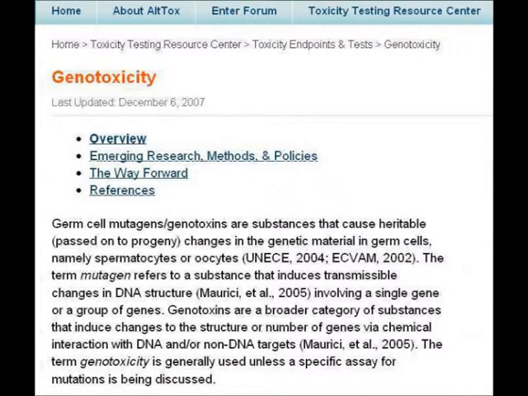The rest of the paragraph reads, the term mutagen refers to a substance that induces transmissible changes in DNA structure involving a single gene or a group of genes. Genotoxins are a broader category of substances that induce changes to structure or number of genes via chemical interaction with DNA and or non-DNA targets. The term genotoxicity is generally used unless a specific assay for mutations is being discussed.